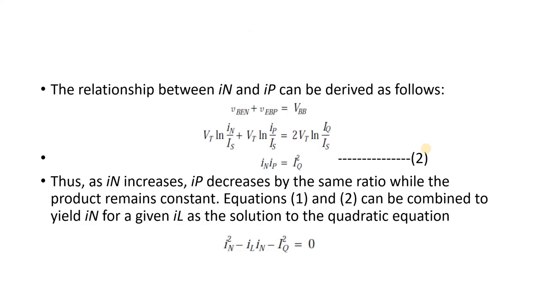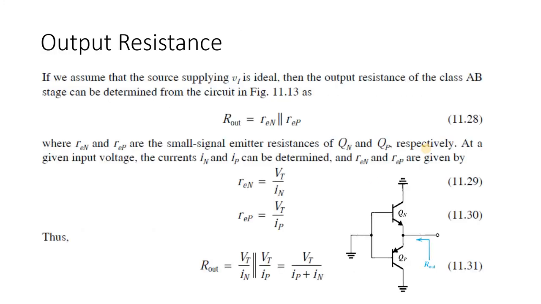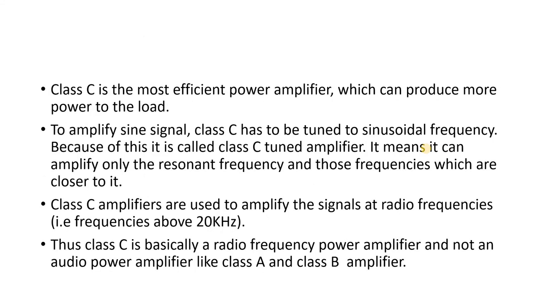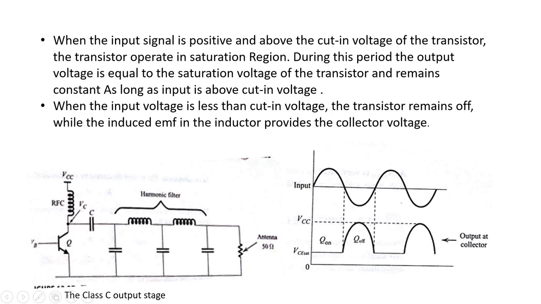Circuit operation. Similarly, we calculate the efficiency here also. Then the class C output stage: only the explanation they are going to ask us. So this is the class C output stage amplifier circuit, and this is the waveform. You need to know the conduction angle is less than 180 degrees. Very important: the circuit diagram and the waveform. In all the classifications, first you need to explain the circuit diagram, how it operates, and the output waveform.